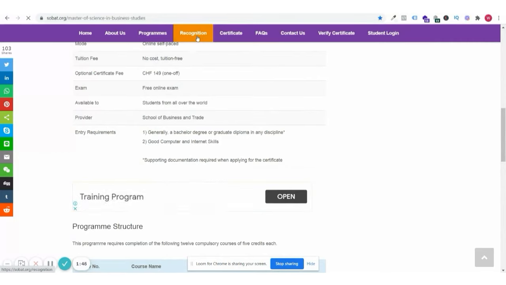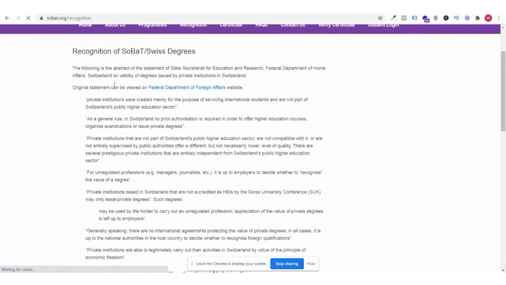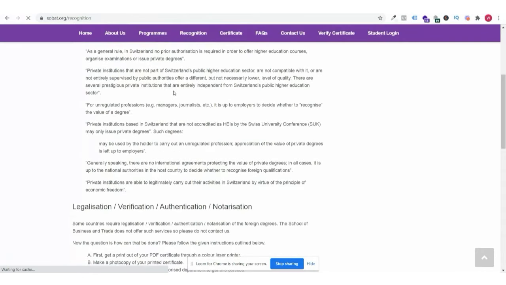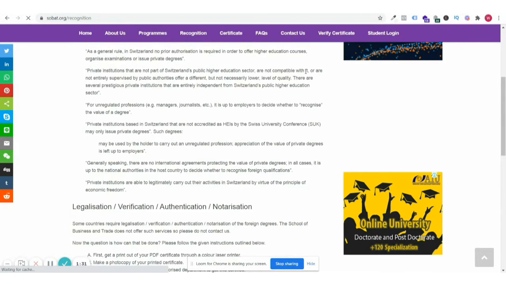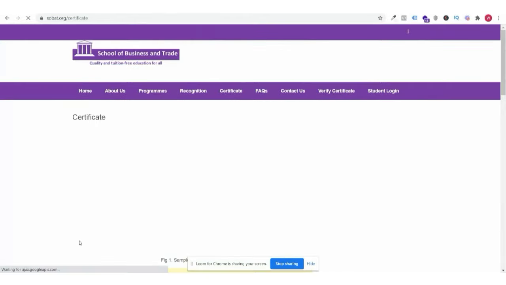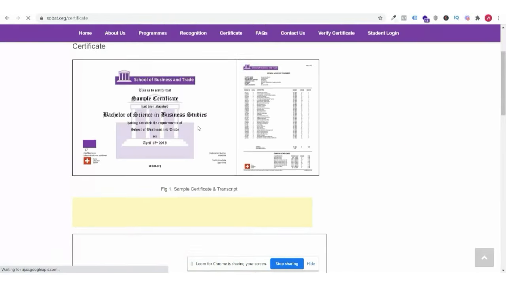Let's see their recognition. This school is actually not accredited, from what I see. So it's a private institution. It was created to help international students. It also says that private institutions are not part of Switzerland's higher education, so they are not regulated by the Swiss government. So what they do is to issue private degrees which can be used in unregulated fields. They also talked about the process of regulating the degrees you get from them if need be. Check the website and read more.